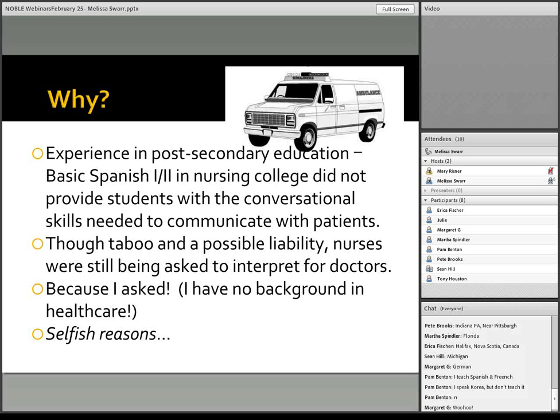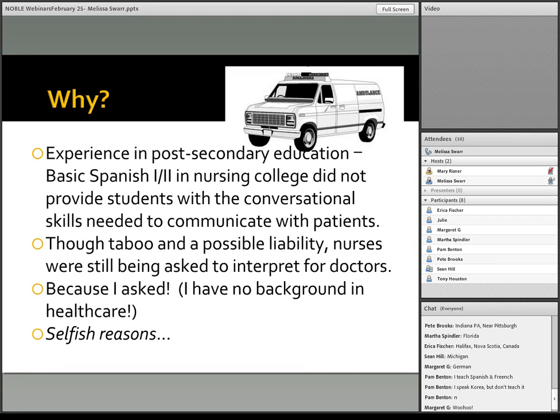So just to talk a little bit about Spanish for Healthcare, I did teach a Spanish level 1 and 2 in a nursing college. However, what I had discovered was that the students didn't have enough of the conversational skills at that level to communicate with patients, which is what they really needed, because although now you should be hiring an interpreter in a medical setting, we know from working with the nurses and the staff that it does not happen.